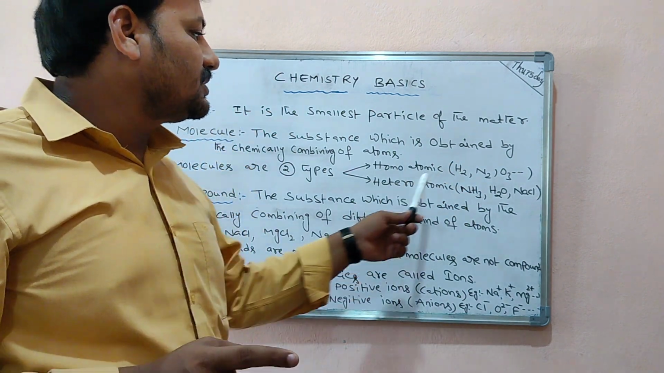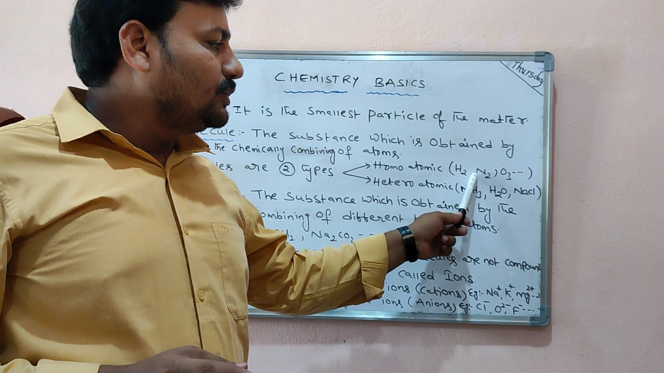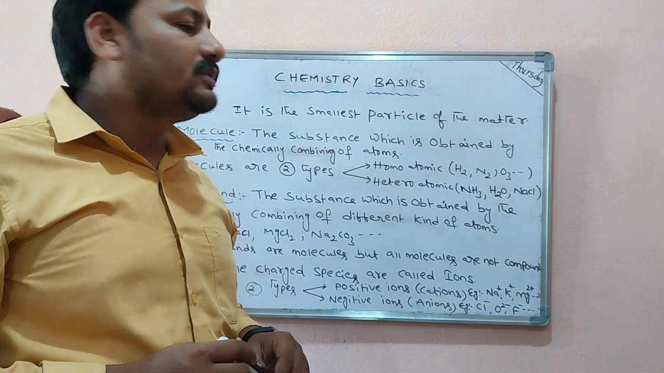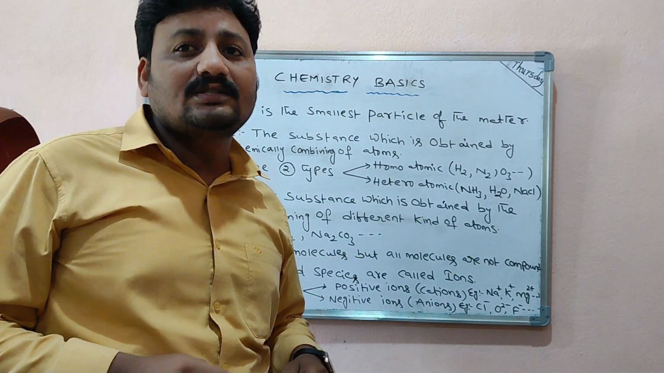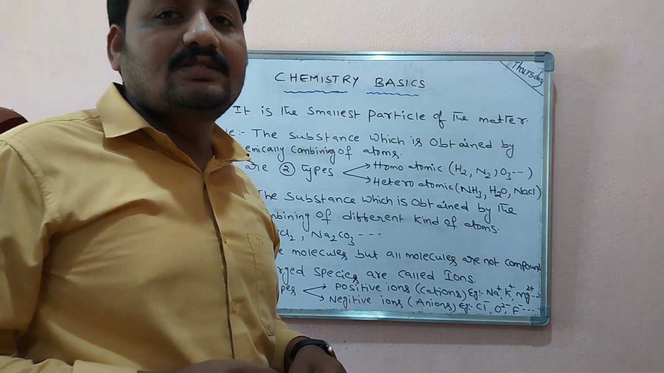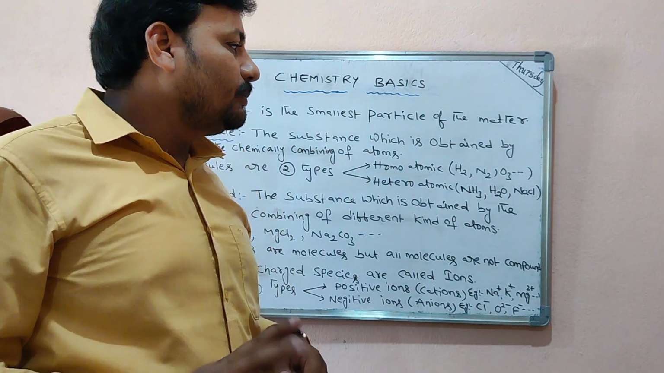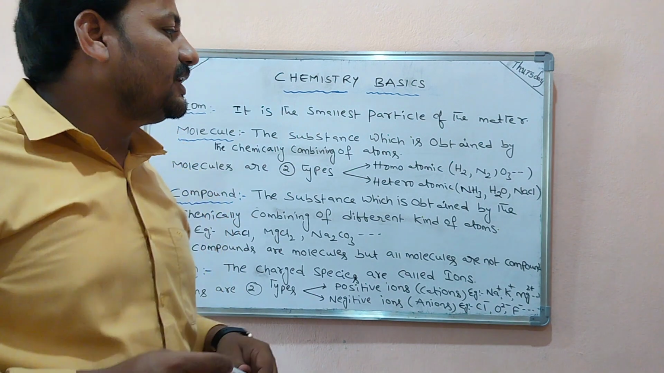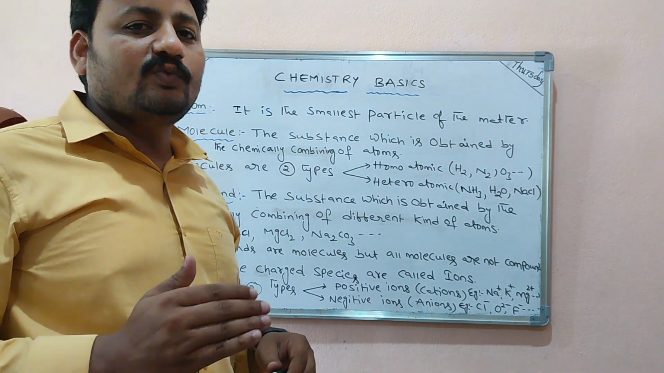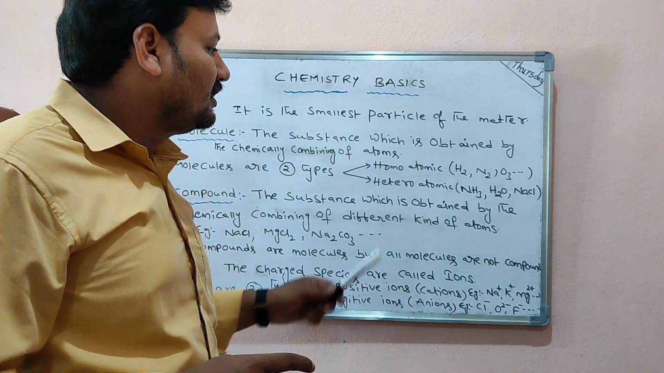The best examples are H2, N2, O3. O3 means ozone. H2 means H plus H is obtained. N2 means N plus N is obtained. O3 means O plus O plus O is obtained.